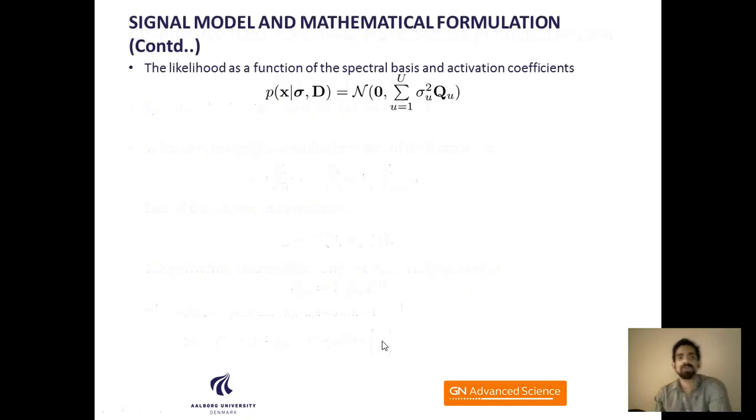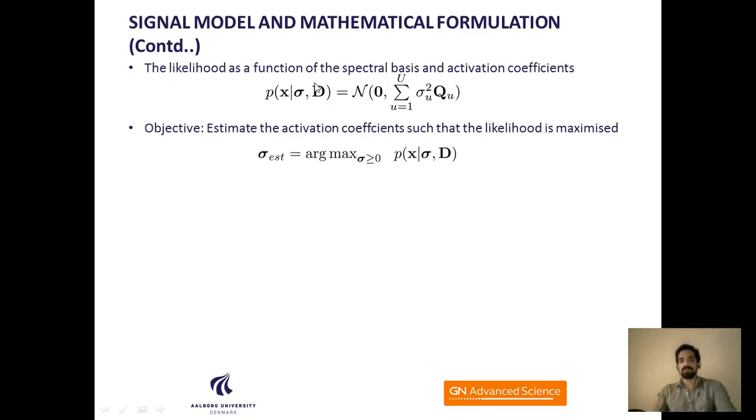So the likelihood as a function of the spectral basis and the activation coefficients can then be written as shown here. And since we are considering supervised enhancement here, we assume that the spectral basis matrix D is known a priori. So the basic task here is to estimate these activation coefficients given the noisy data X and spectral matrix D. So this is done by maximizing the likelihood.